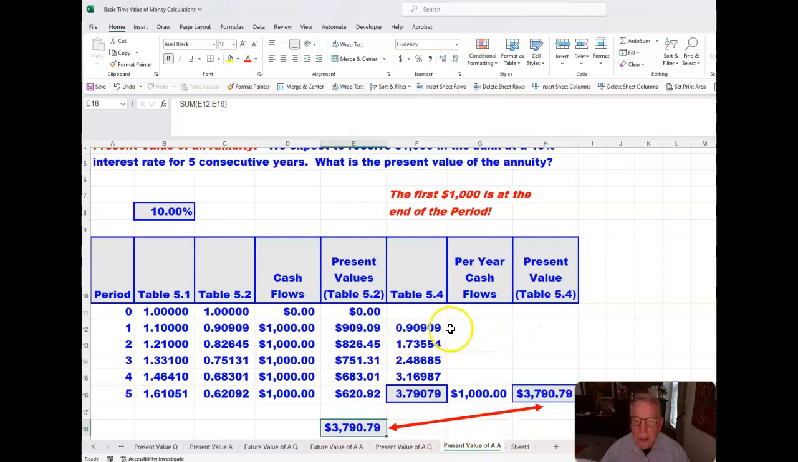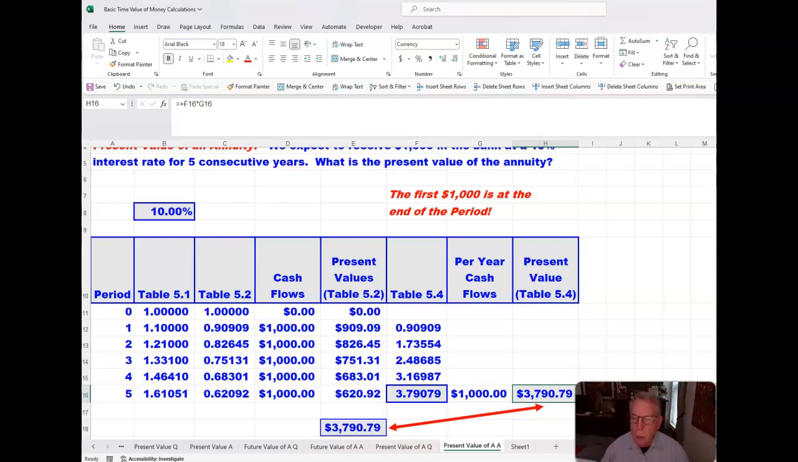So again, I'm doing a cumulative. Here's table 5.2. Then I add this, add that, add this, add that, and I get 3.79079. I multiply that times $1,000, and I get $3,790.79. And if I go to table 5.4, I look at the 10% column, you will see that that's exactly what you see for 5 years.